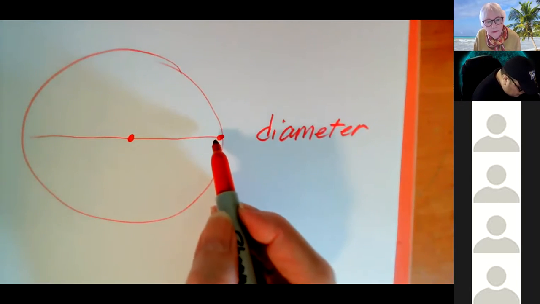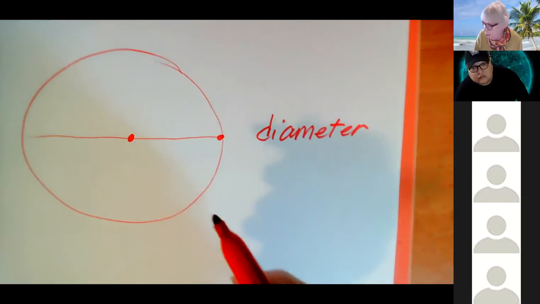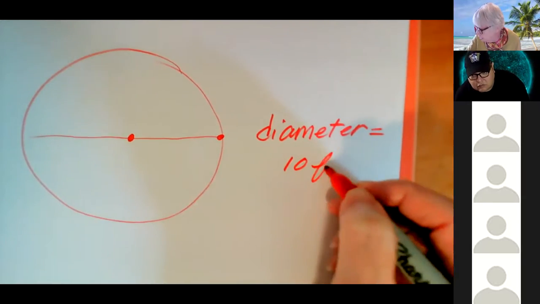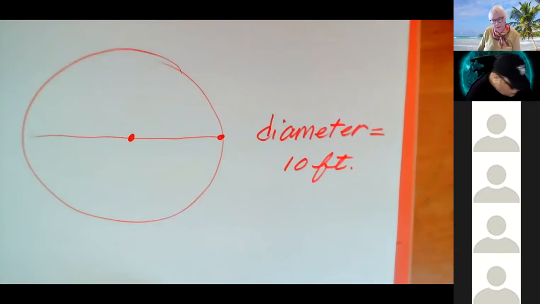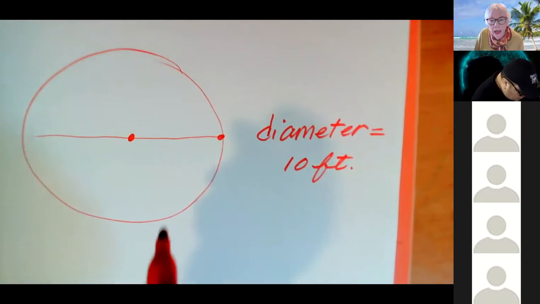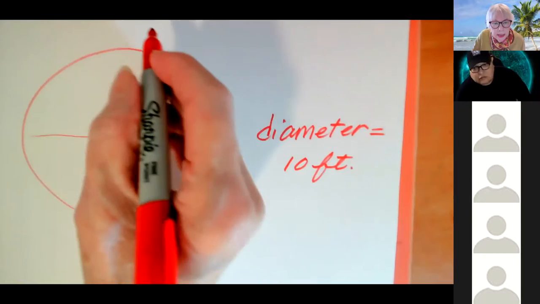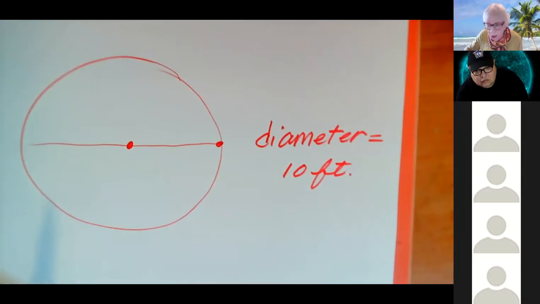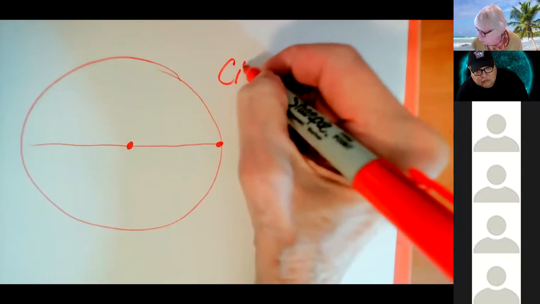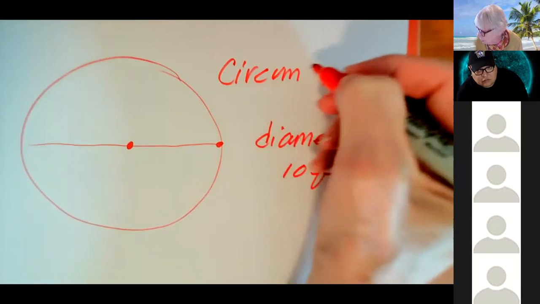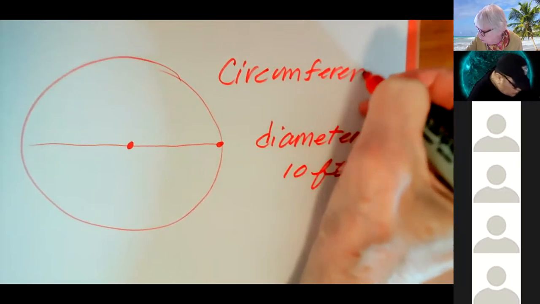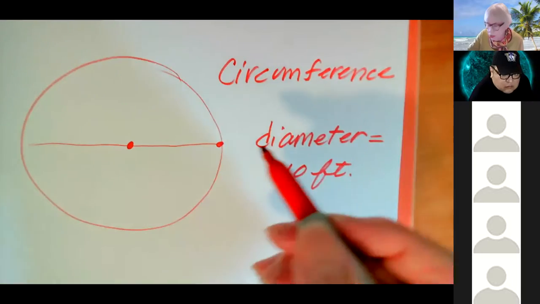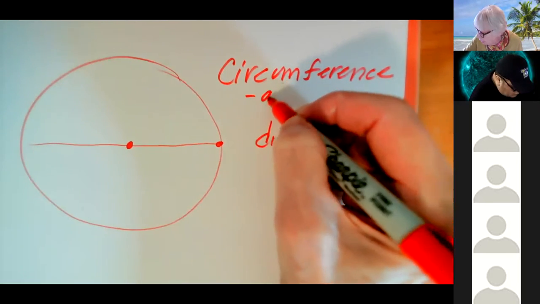Now, if you knew the diameter, and I can't remember what it was, but let's say it was 10 feet, just because I like that number, can you calculate the distance around the edge? Now, instead of calling it perimeter, they have a different word for it, circumference. So circumference is the distance around the circle.